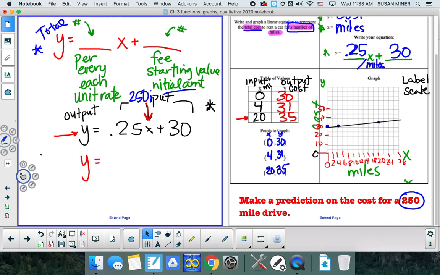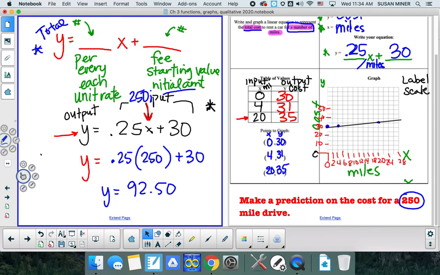We can see exactly where this is going to go in the future. If I want to make a prediction for the cost for 250 miles, my equation would be 0.25 times 250 plus 30. And I can just use my calculator to do my calculating for me. 0.25 times 250 plus 30. And I'm going to get $92.50. So my cost for driving 250 miles would be $92.50.